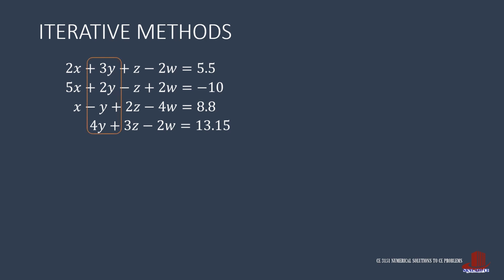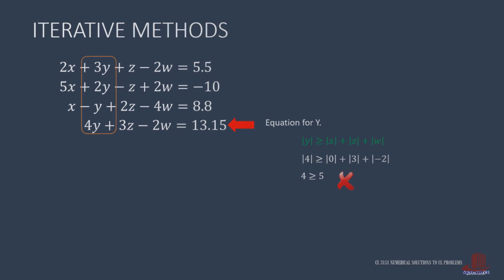Now check the coefficients of y, and 4 being the highest, we'll tell that the fourth equation is 4y. Check this horizontally. That's comparing with x plus z plus w, or that is 4 compared to 0 plus 3 plus 2. However, 4 is not greater than or equal to 5, so at this point, we cannot continue with the iterative methods.